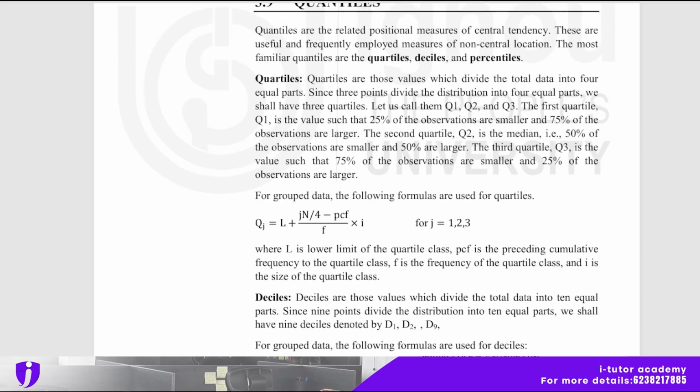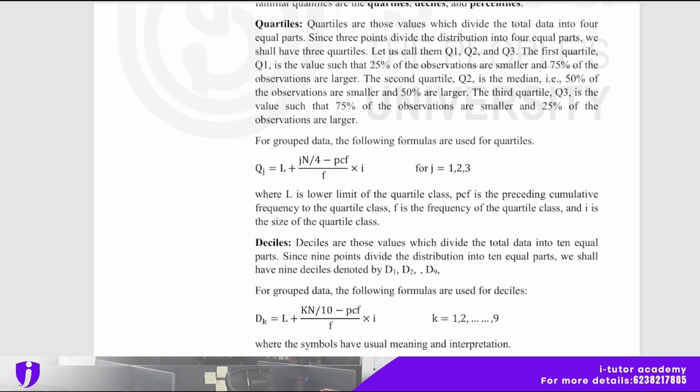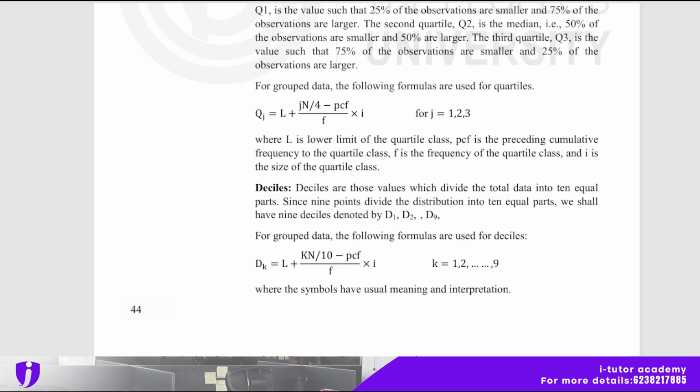Quartiles are those values which divide the total data into 4 equal parts. Since 3 points divide the distribution into 4 equal parts, we shall have 3 quartiles. Let us call them Q1, Q2, Q3. Here is also grouped data. The following formulas are used for quartiles. So you just note down your formula, and you can use it to answer related questions in your term end examination.